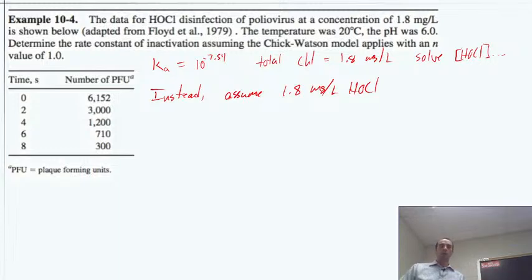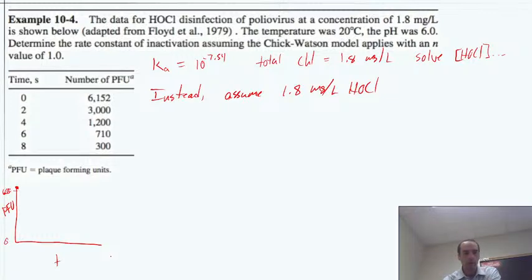So I'm going to work this through with you. I have it shown in Excel as well, but I'm going to sketch up the process here first. First of all, we could imagine plotting this data, which maybe you did, with time versus this plaque-forming unit number. At time 0, we had, let's say, 6,000-ish up here.